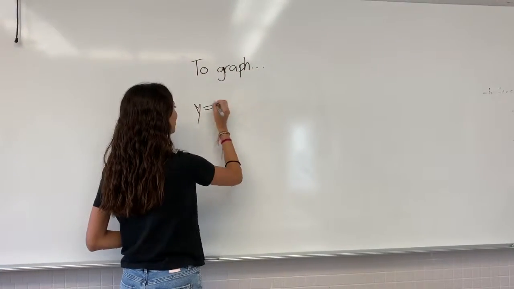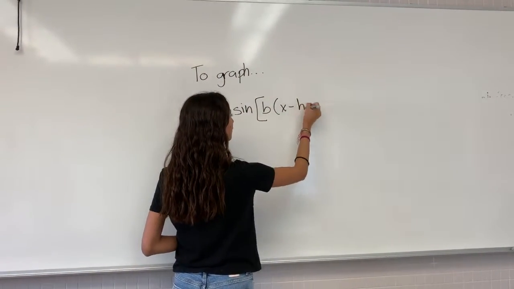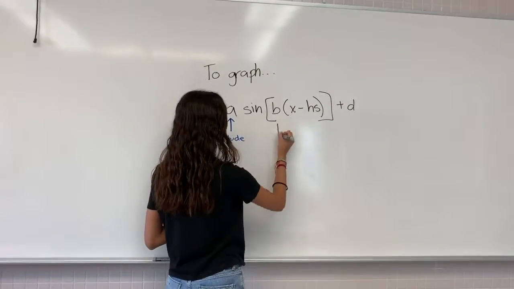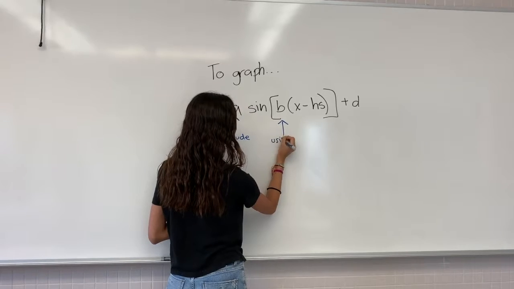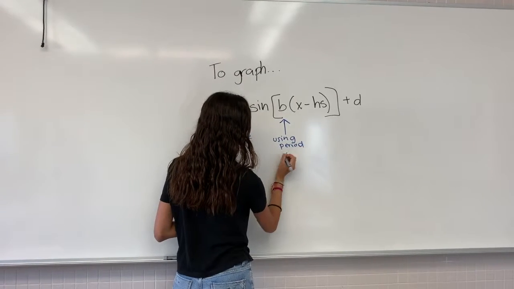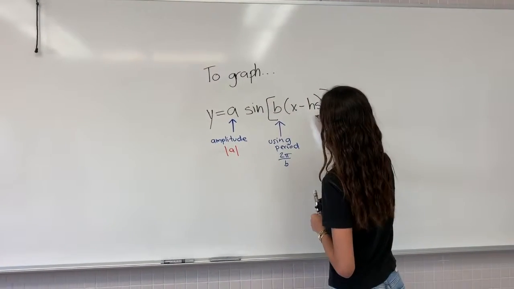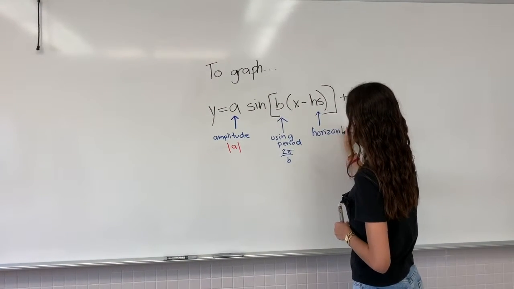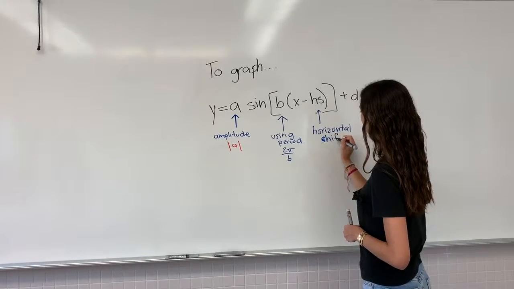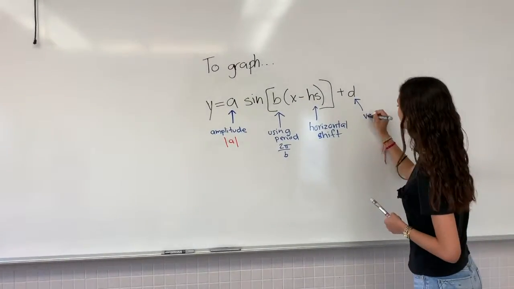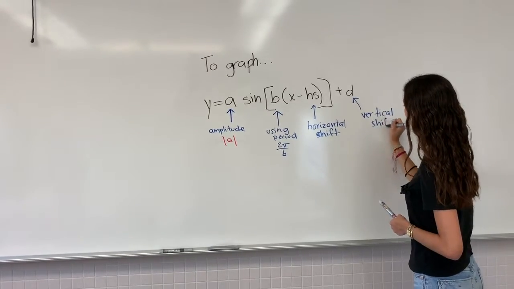To graph a sine function, you use the formula written on the board, which is A for amplitude, sin to show that it is a sine function, B, which you get using the period formula, which is 2 pi over B, x, which is the value that you're going to plug in later on, minus the horizontal shift, and then you just add or subtract the vertical shift.